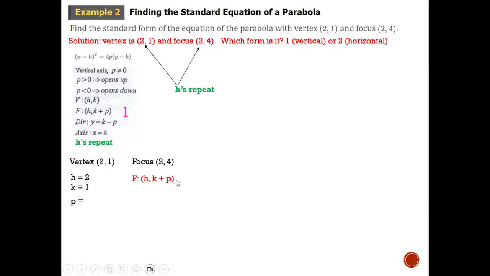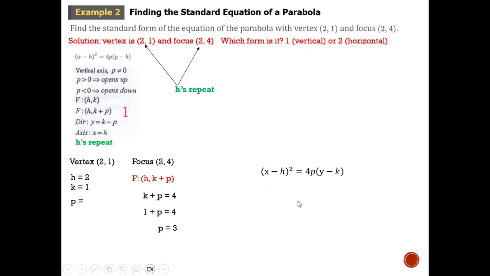So we had the h, k from the vertex. I know the value of the focus, (2, 4). So I'm going to use the formula right here for focus. It's (h, k plus p). So that second coordinate is k plus p. I'm going to use that to help me find the p-value. My second coordinate is 4, so I'm going to set that up: k plus p equals 4. I know my k value, k is 1 from the vertex. Plug that in and solve this simple equation to get p. Subtract 1 from both sides. p is 3.